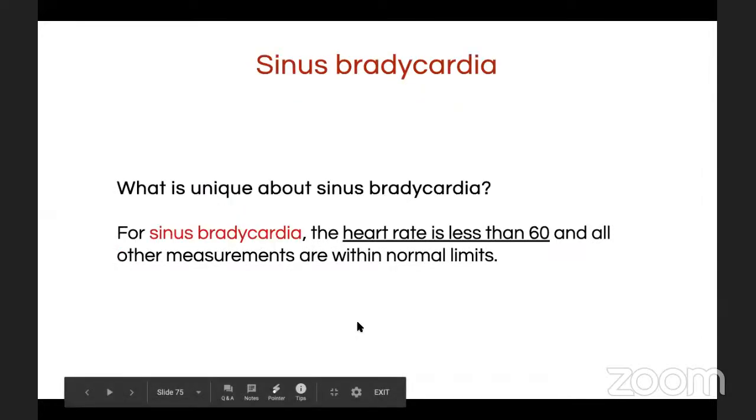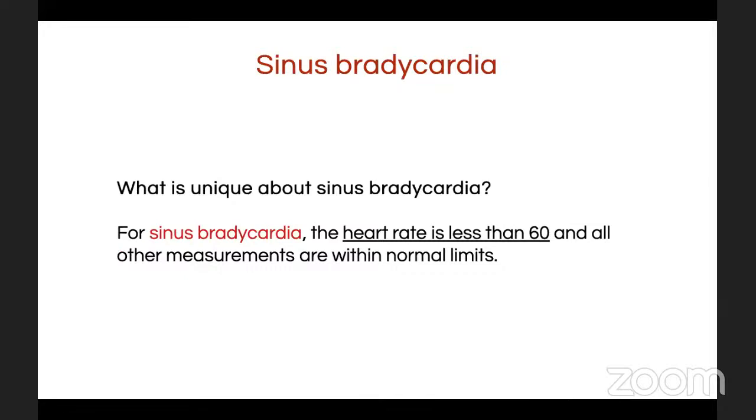So what is the problem we saw? We have bradycardia. What is unique about sinus bradycardia? For sinus bradycardia the heart rate is less than 60, and as we saw, it was about 42, and all other measurements are within normal limits. The rest we calculated and everything was normal, but the problem was in the heart rate, which was less than 60. Okay, next.